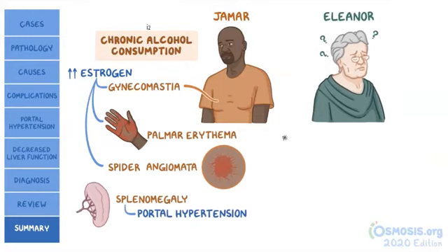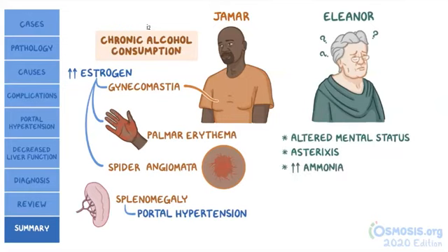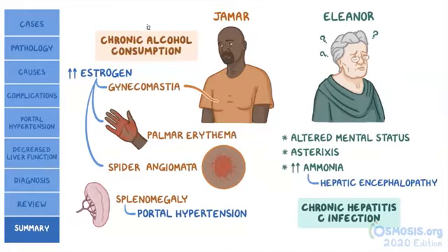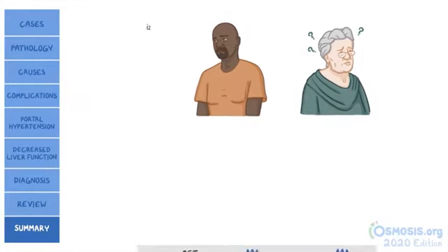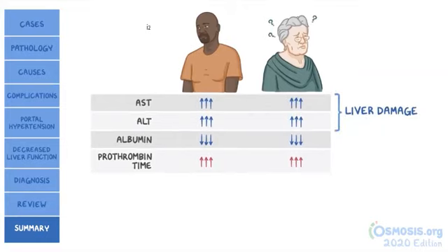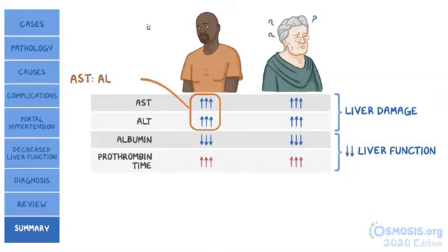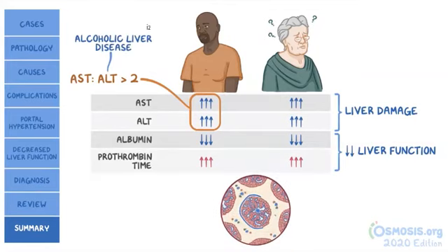Meanwhile, Eleanor came in with altered mental status and asterixis, which, alongside high ammonia levels, should remind us of hepatic encephalopathy. This is a complication of cirrhosis, probably secondary to her chronic hepatitis C infection. In both of them, blood tests showed indicators of liver damage, meaning elevated AST and ALT, and decreased liver function, meaning decreased albumin and increased prothrombin time. The fact that Jamar has a ratio of AST to ALT higher than 2 is indicative of alcoholic liver disease. And if a liver biopsy were to be done, it would show regenerative nodules with intermediate bands of fibrosis.